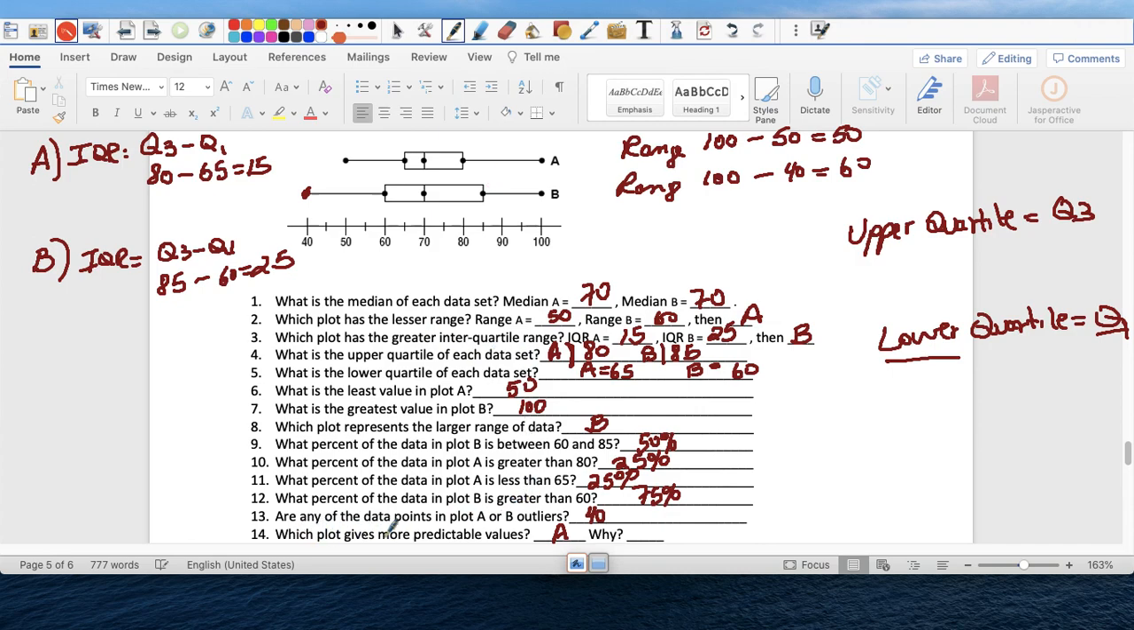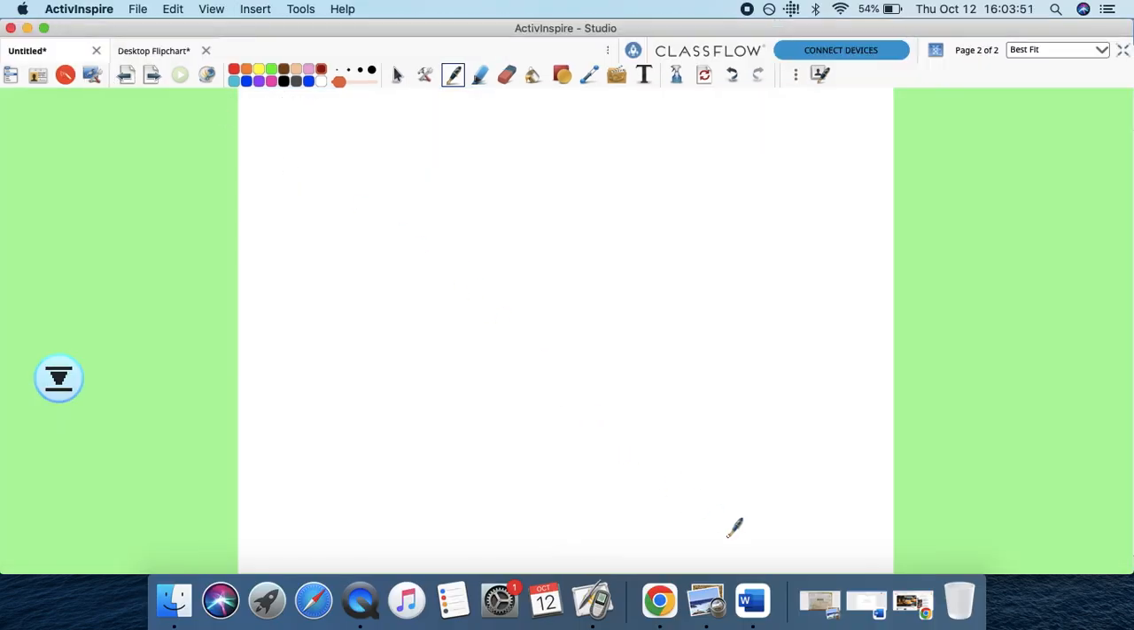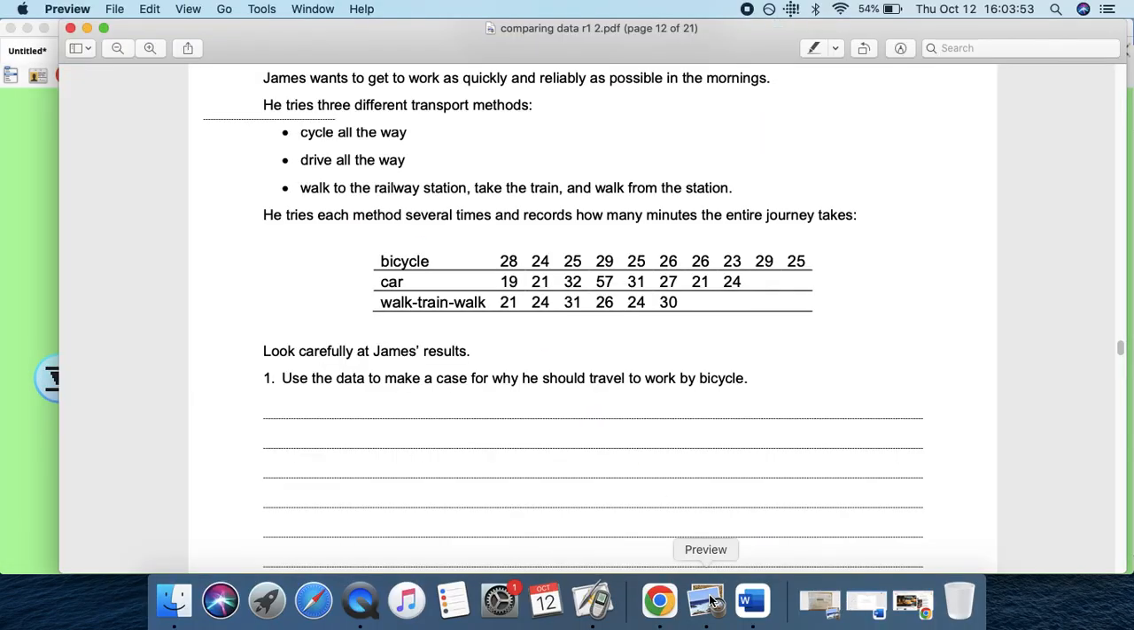All right. So which plot gives more predictable values? Sería A. ¿Por qué? Porque los números son más juntos. Why? Because the numbers are less spread. Los números son menos separados. Okay, so that's that, right? Y eso es eso.